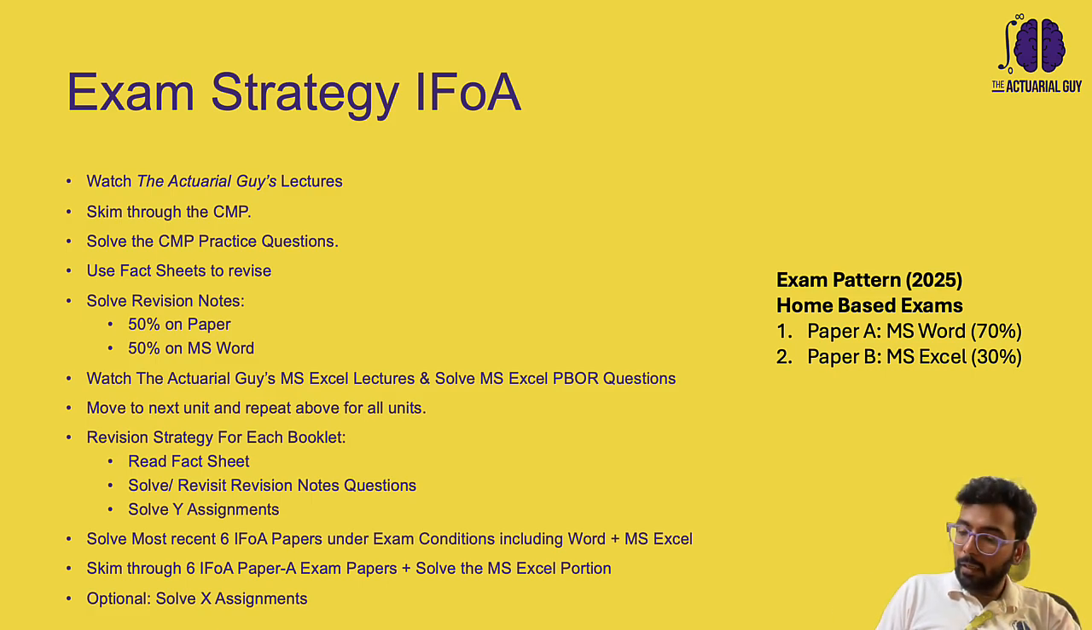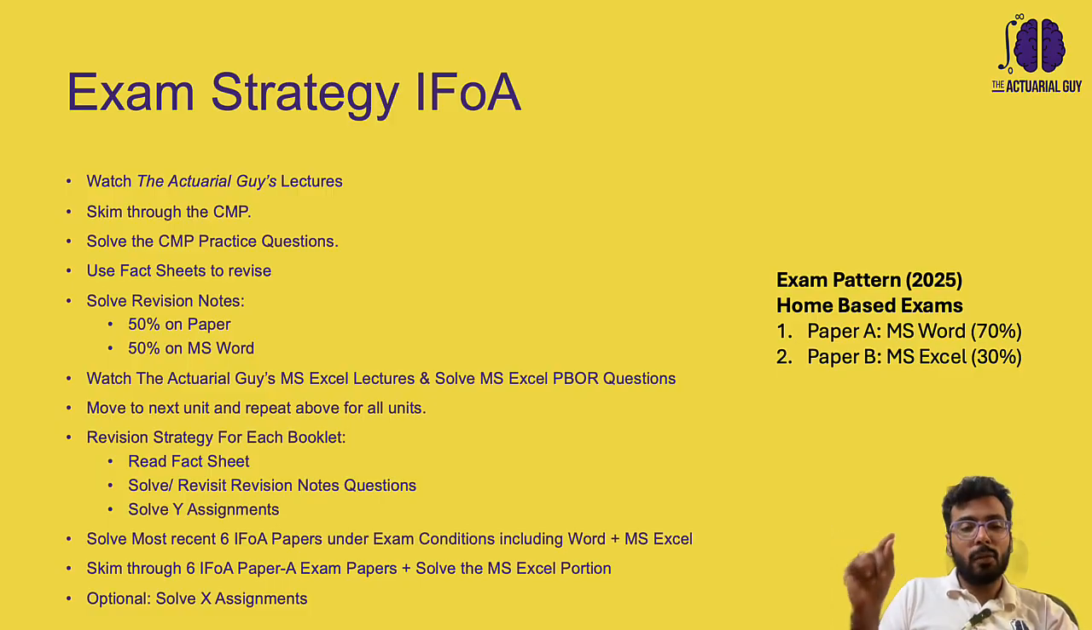Let's say you are right now in 2025 or 2026, you should solve the last 6 papers that have come, from 2022 or 2023. All of those papers you should solve. And the papers before that, 6 more papers until 2019, you should just skim through, look at all the questions, and ensure that you're able to solve everything. For these papers, again, you solve the Excel portion on Microsoft Excel. We don't have enough Excel questions, so you should practice everything on Microsoft Excel. Try to do it yourself.